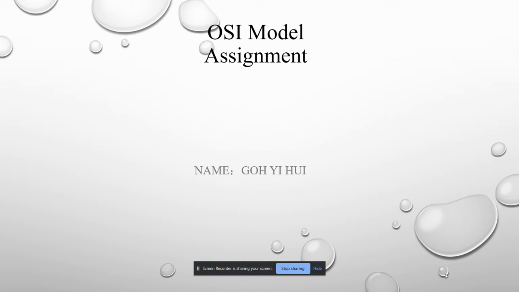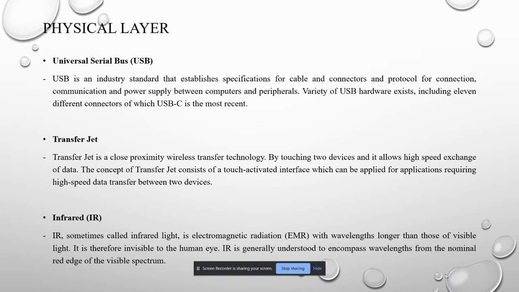As you can see on the screen, my topic today is the OSI model. The first one is the physical layer, Universal Serial Bus. USB is an industry standard that establishes specifications for cables, connectors, and protocols for connection, communication, and power supply between computer and peripheral. A variety of USB hardware exists, including 11 different connectors, of which USB-C is the most recent.